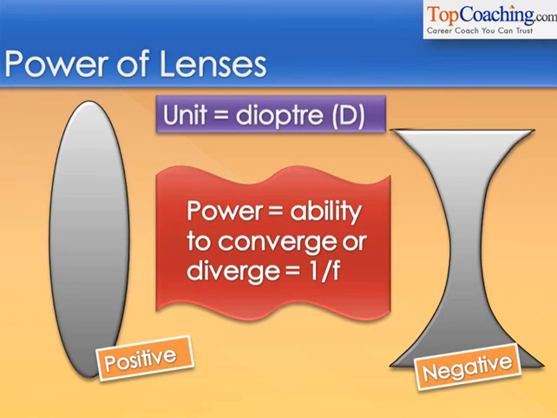Of course, the focal length of a convex lens is always positive, so the power is also positive for a convex lens. The focal length of a concave lens is always negative, so the power is also negative for a concave lens. Understood? So these are facts that you must understand.